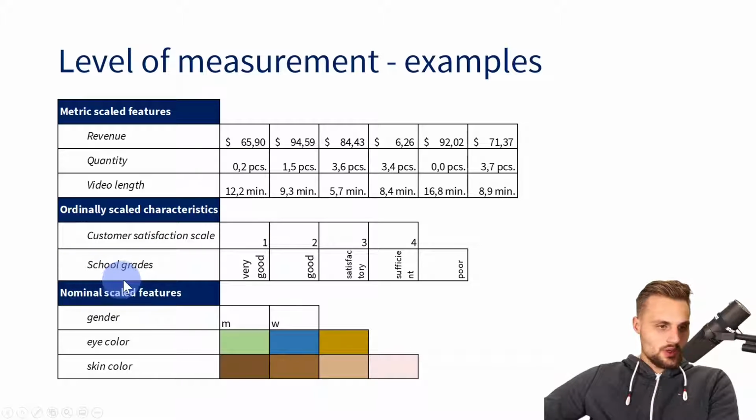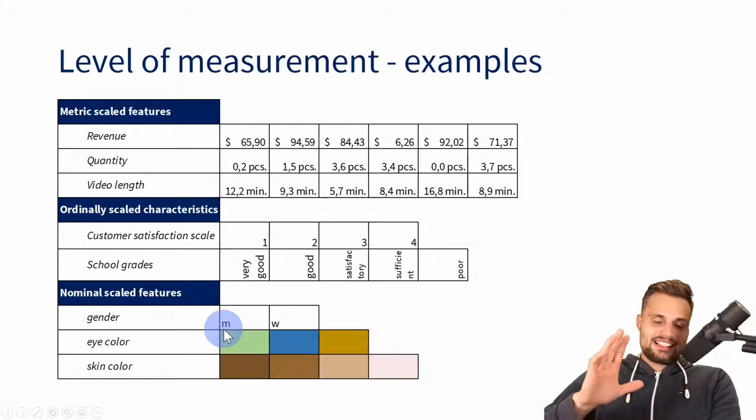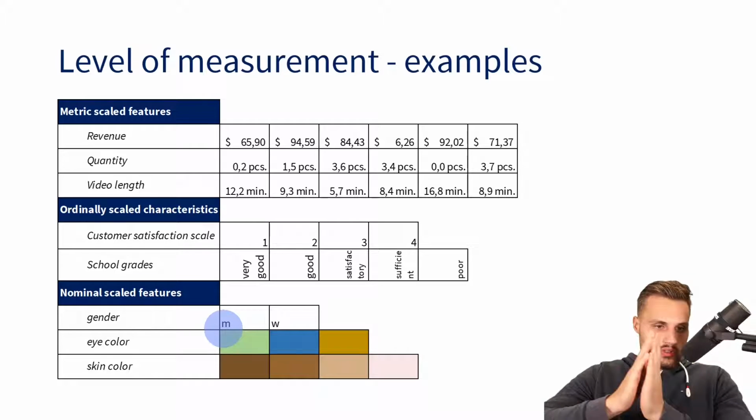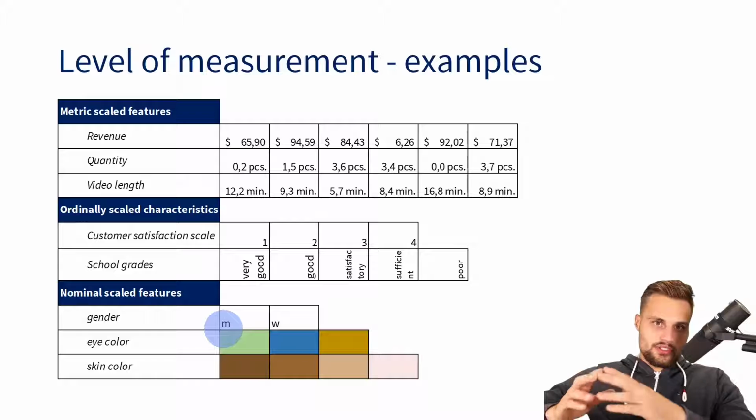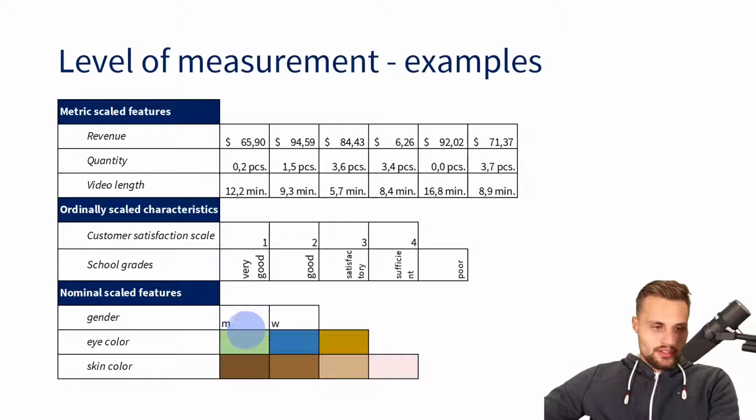And last but not least, we also have the nominal scale features, such as the gender, so male, female, or the eye color. So eye color green or blue, or the eye color brown, and also the skin color. So there we cannot claim that one or another characteristic value is better or worse than the other. So we cannot create a natural ranking.